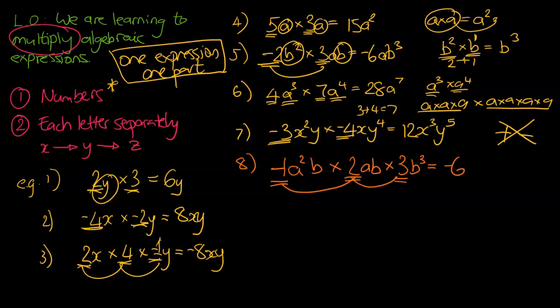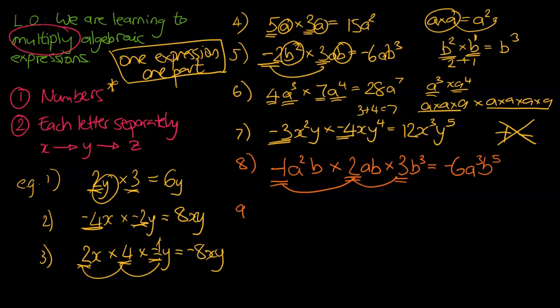We then deal with all the letters. We've got 2 a's here and 1 a here, so that's 3 a's in total, a cubed. We then deal with the b's. We've got 1 b here, another b here, and 3 b's here. That's 5 in total, and that's b to the power of 5.